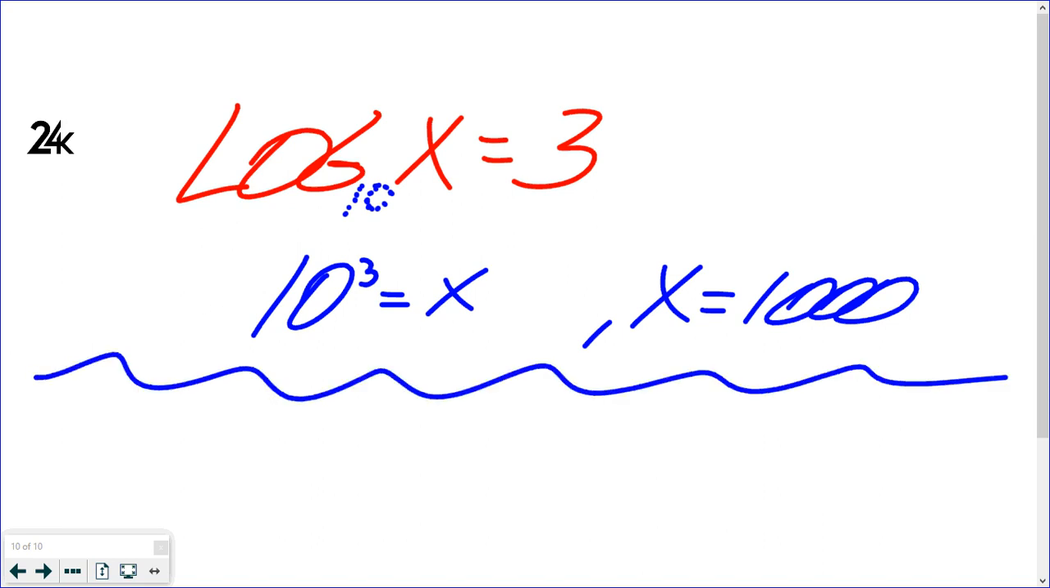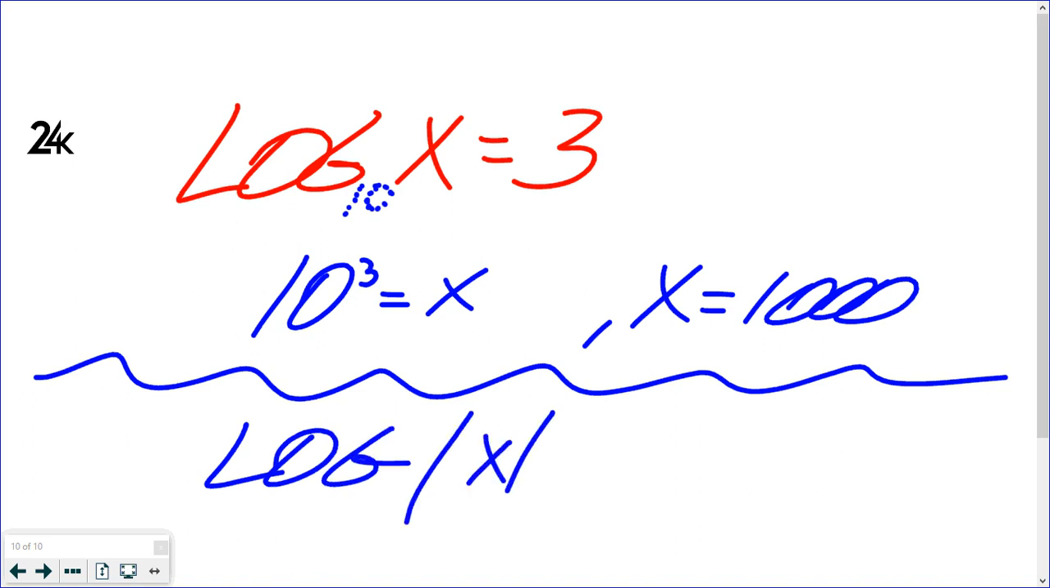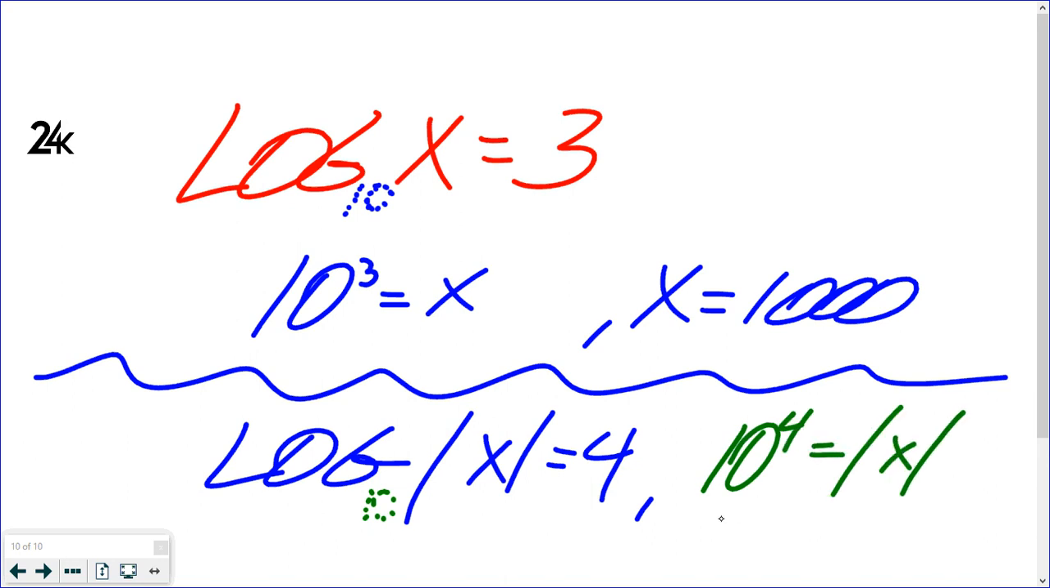Hey, guess what? You can throw in absolute values just for the tartar sauce of it. Let's say it was something like this. Okay. Well, that's pretty easy. That would mean that there's a 10 right here. So it would be 10 to the 4th equals the absolute value of x. So that's 10,000, right? So that means x equals plus or minus 10,000. How do you like that?